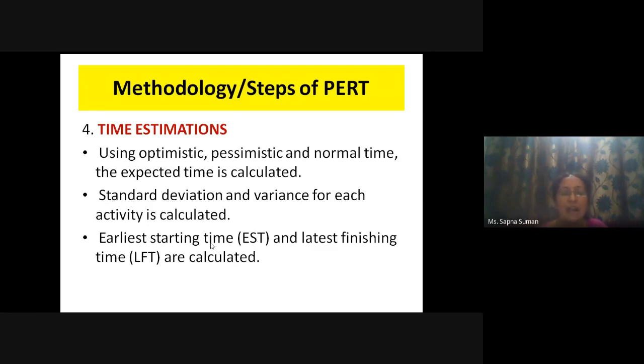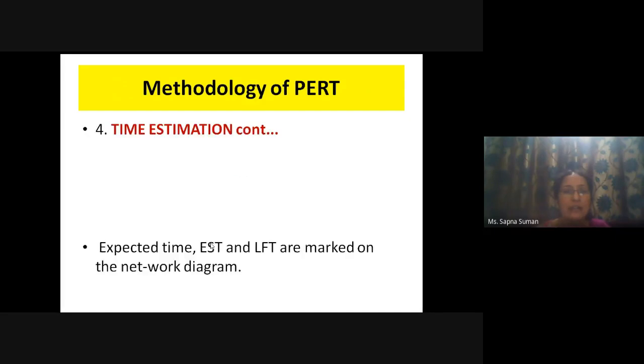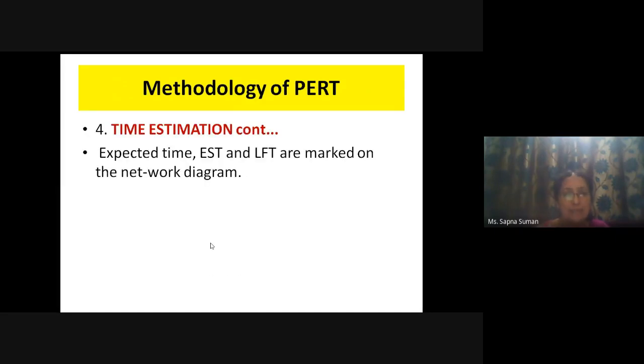So here again we have a few new terms. Earlier we have seen optimistic, pessimistic, and normal time. Now here we come across standard deviation, EST, and LFT. These are new terms that we have learned here. Earliest starting time is when we are going to launch or start our project. Latest finishing time is when we are going to complete our project. Then after that, let us see how the time is estimated.